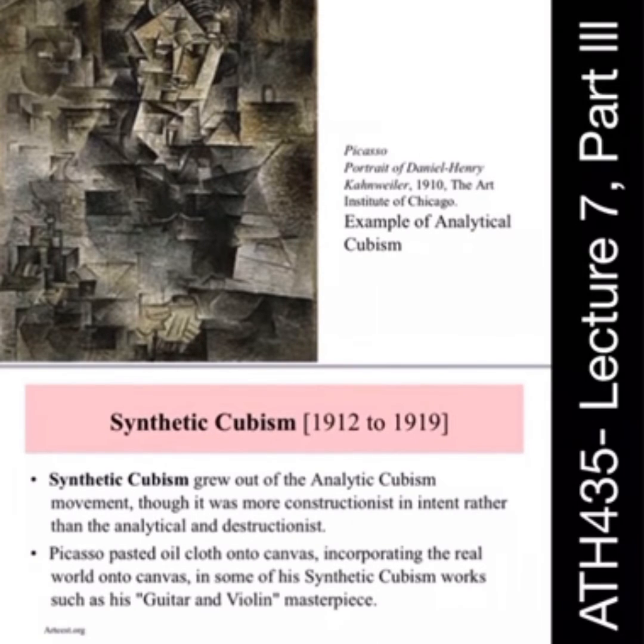So this is lecture number 7, part 3. We are now discussing the art movement called Cubism. Cubism started in Paris between 1907 and 1914 by two prominent founding artists, Pablo Picasso and Georges Braque. There are two main phases of Cubism: analytic Cubism and synthetic Cubism. It started with analytic Cubism, then turned to synthetic Cubism.